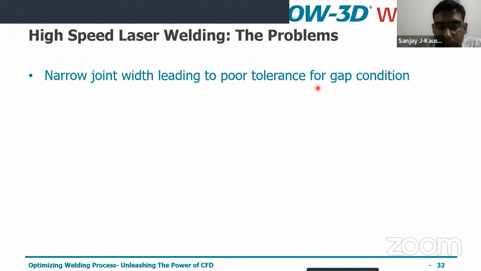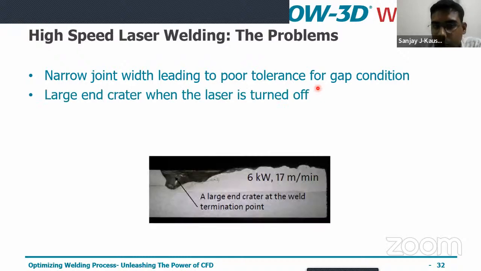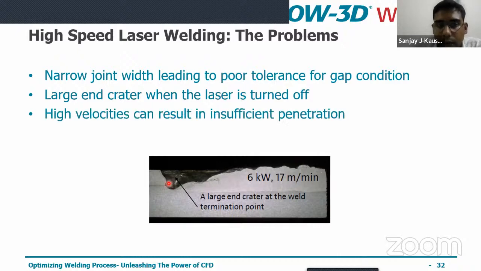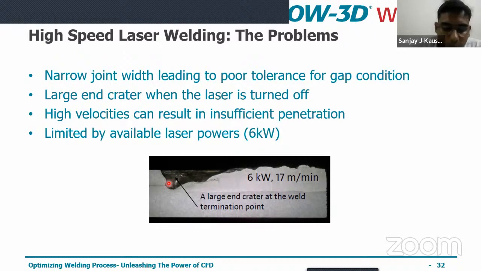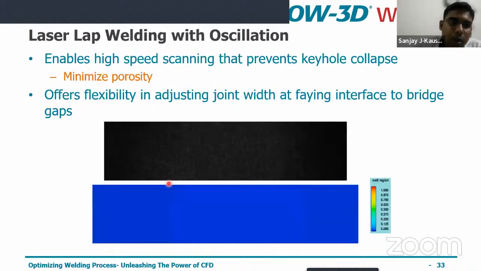But when we focus on high speed laser welding, there are problems that arise, such as narrow joints leading to poor tolerance for gap conditions. Also, at the end, when the laser is turned off, you will find a huge crater getting formed. That is not wanted in any kind of process. High velocities can also result in insufficient penetration if you don't provide the exact power that is needed. And there is a limitation of how much high power you can go with respect to machinery.